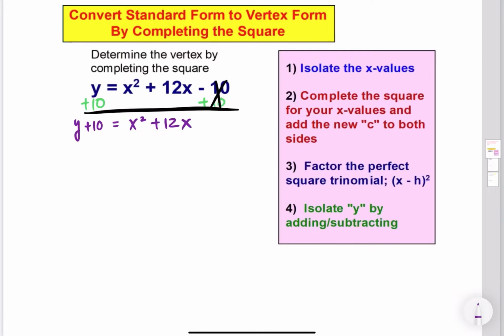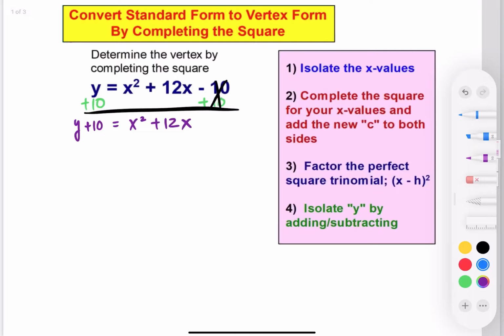So what we have here on the right is part of our trinomial. We want to figure out, well, what is that new c value going to be in order to make it a perfect square trinomial? That's the goal here. So we're going to complete the square in order to make that right side a perfect square trinomial.